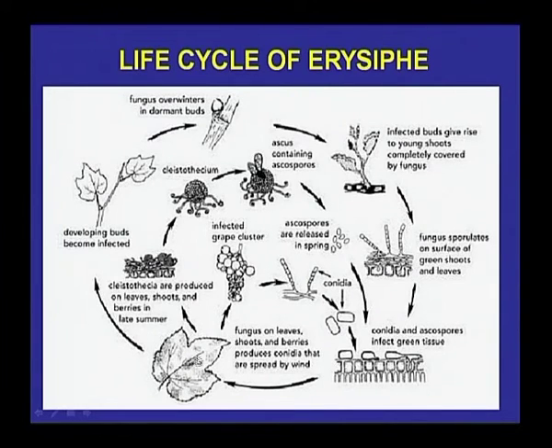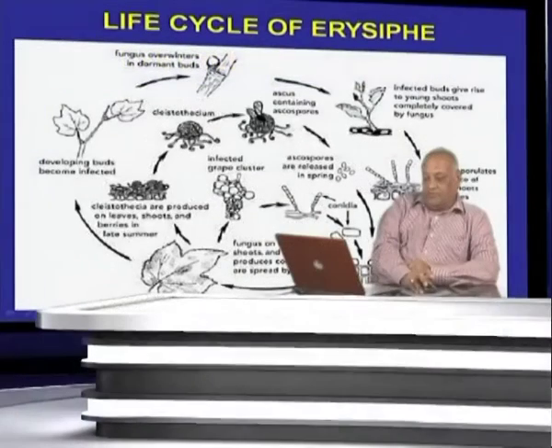The sexual cycle is like this: cleistothecia are produced on the leaves, shoots and berries of the fruits, and cleistothecia are formed. They germinate to produce the asci, the asci give rise to the ascospores, and ascospores again infect the plant.